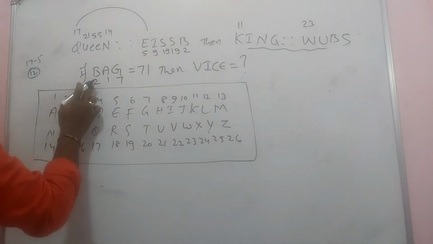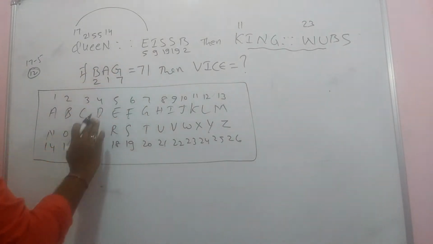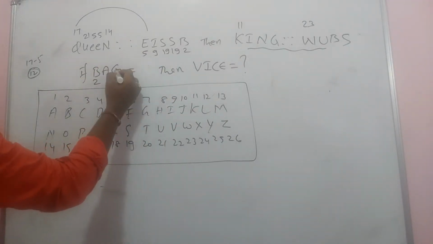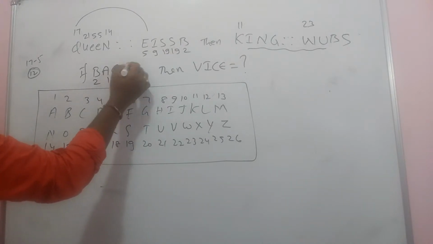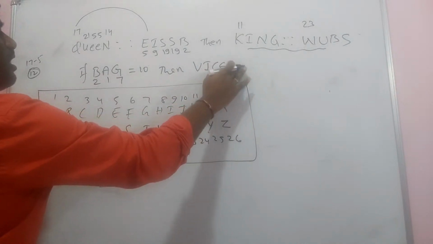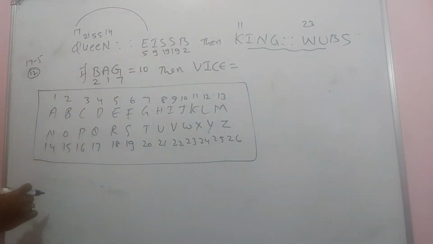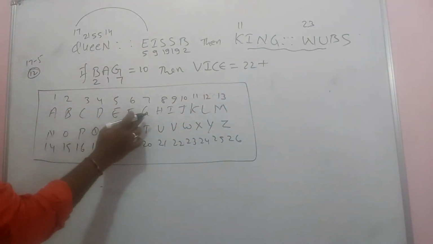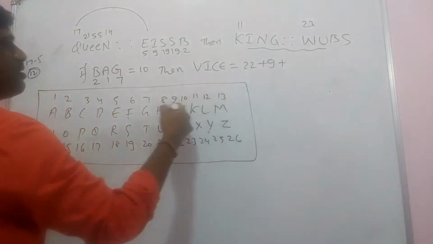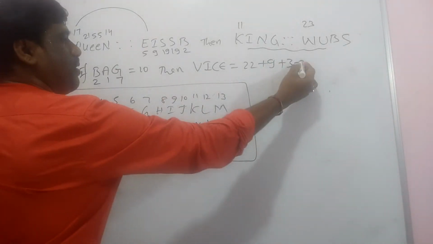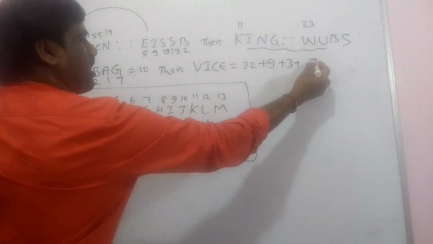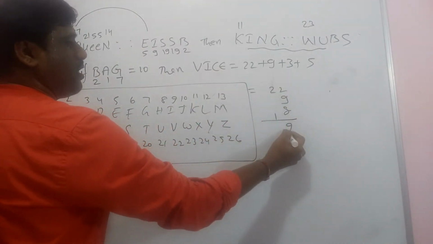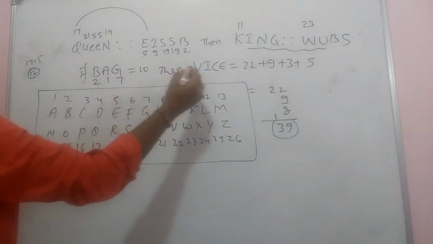Suppose they have given that this is not 71. First, I'm going to take a difficult one. I'll take BAG as coded as, let us take, 10. Then how much will this be coded? How can we find it here? B means 22, plus I means 9, plus C means 3, plus E means 5. I can add these values. So 22 plus 9 plus 8, I am going to get 39 as the answer. So for this it is 39.